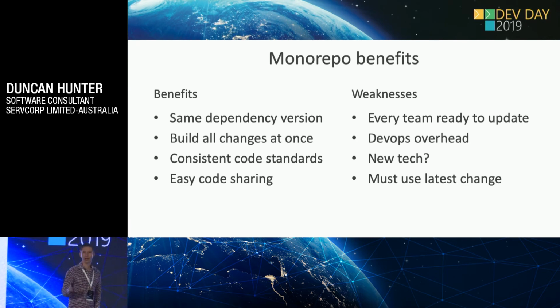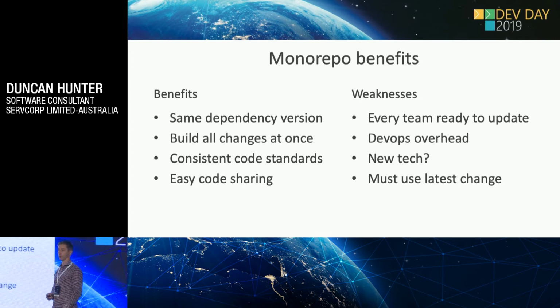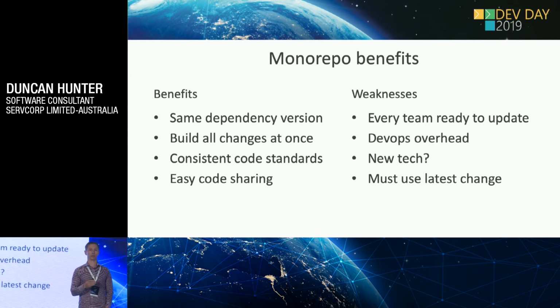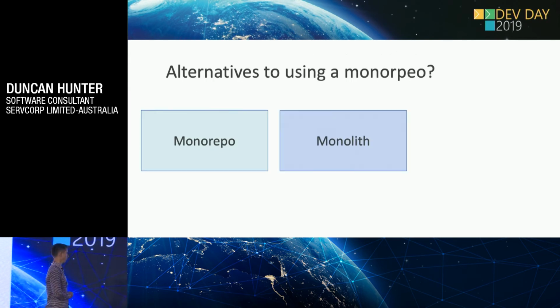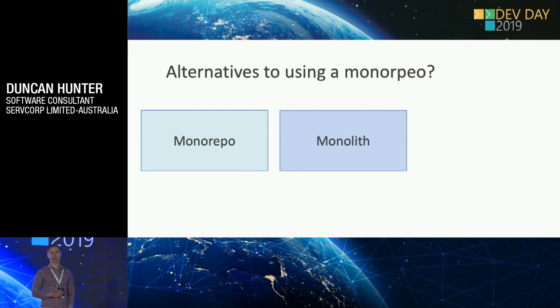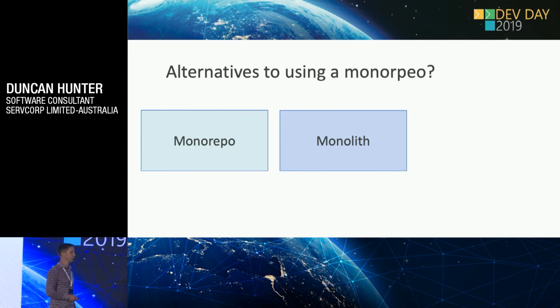So hopefully I'm not talking you out of monorepos here. I'm just trying to paint a picture that, you know, they're super awesome. You can really increase your velocity if they're done well. So what are your alternatives to doing a monorepo? Well, of course you can do a monolith. And I think the line between a good monorepo and a monolith blurs a little bit. If you don't get this right, you can end up in a monolith scenario where you've just built one giant application in your monorepo and it becomes a monolith.